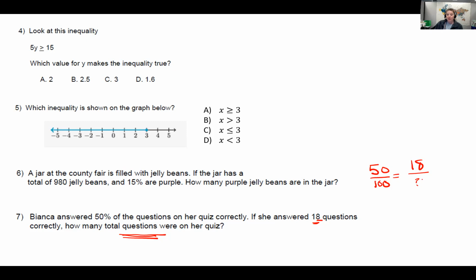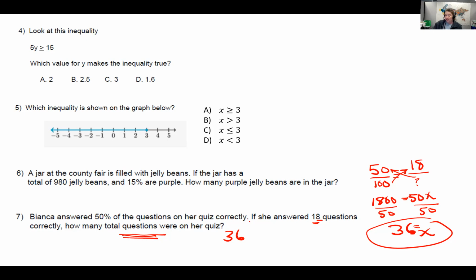So we could cross multiply. We could do 100 times 18 is 1800 equals 50 times x is 50x. And now to solve for x, we're going to divide both sides by 50. And 1800 divided by 50 is 36. Because isn't 50% of 36 18? That's right. So there were 36 questions on her quiz.